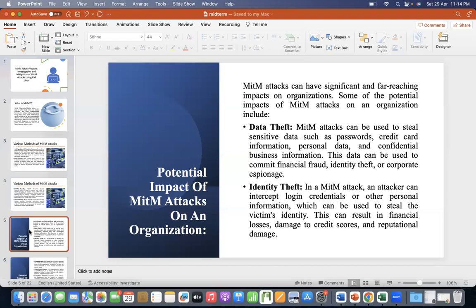These data can be used to commit financial fraud, identity theft, or corporate espionage, etc. Next, coming to identity theft. Here, the attacker can intercept login credentials or other personal information, which can be used to steal the victim's identity. This can result in financial losses, damage to credit scores, and reputational damage.